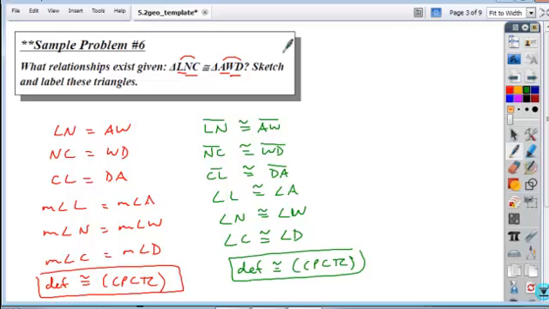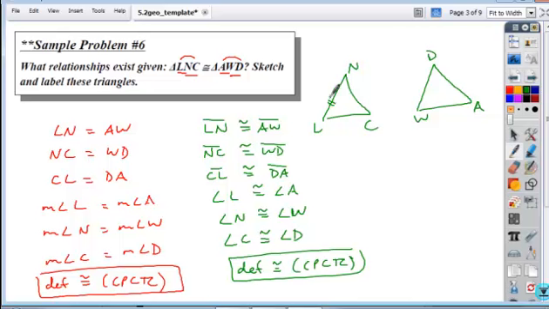Okay, and then finally it says sketch and label these. So again, you can label them and sketch them in the same orientation, which I would recommend, but I'm going to show you don't necessarily have to. So L, N, and C, I would recommend that you put A, W, and D so they are oriented in the exact same direction and order, but that's not necessary as long as you label them correctly.